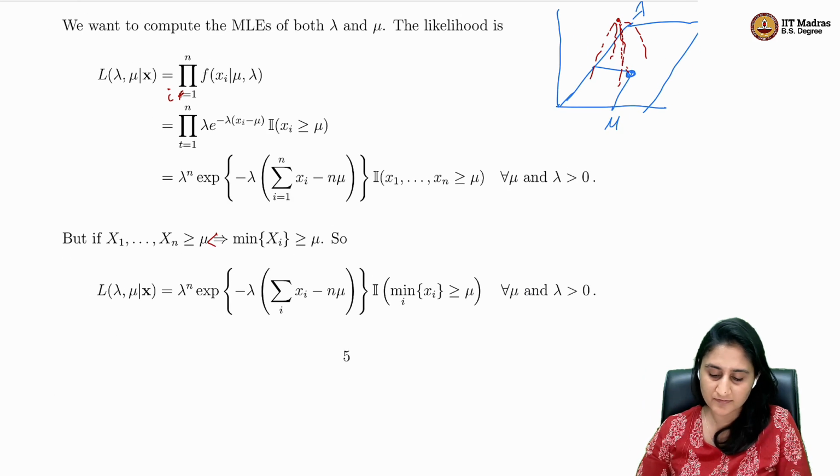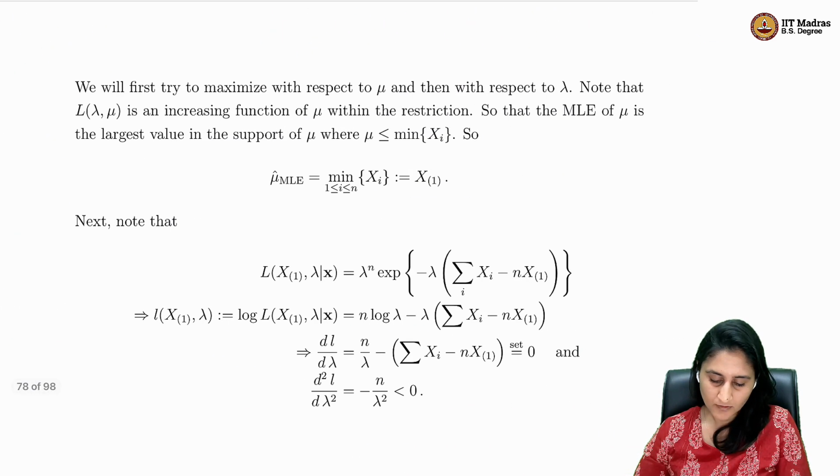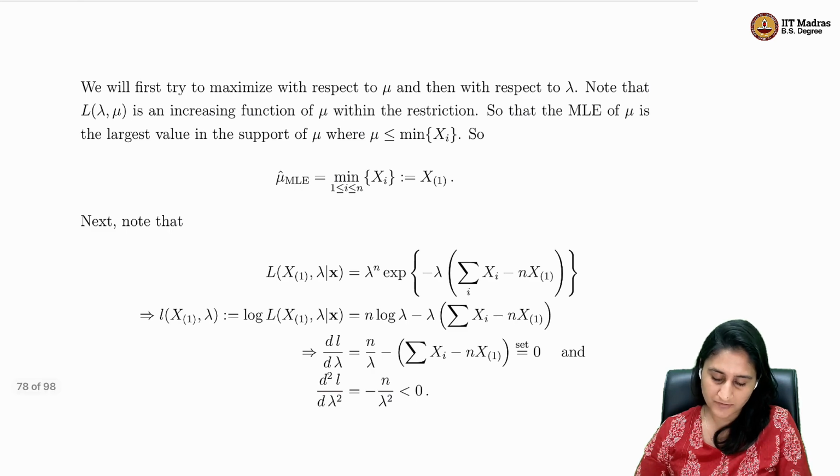Now, why was this trick useful? The reason this trick is useful is that now I have my likelihood, and I'm just going to look at the following object. So let's go back.